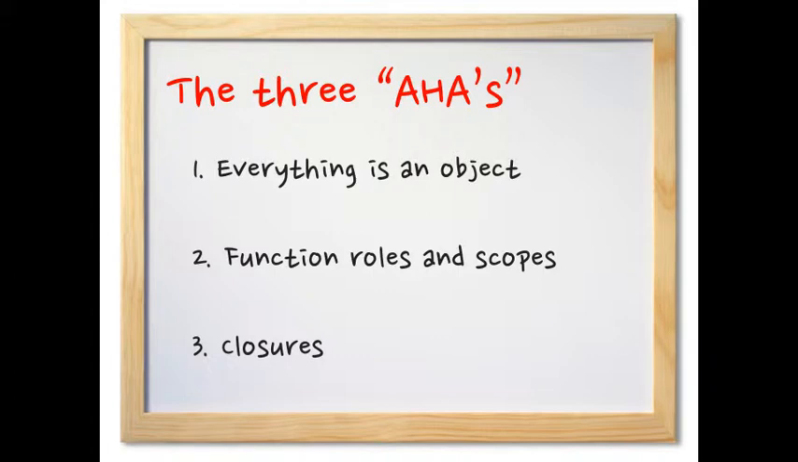I often call JavaScript the aha language. You figure out things as you get experience, and there are 3 things that will really affect how you write your code. One of them is everything is an object, the different roles of the function and its scopes, and closures. I will do my best to explain these concepts to you in a practical manner, but we will look at some code as well.